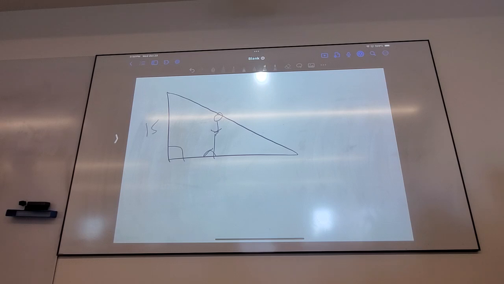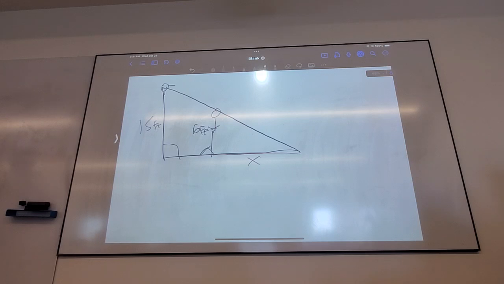A 15-foot tall pole. There's the light. Here's the shadow. The shadow is here, I'm going to call this X. The man is 6 feet tall, so this guy is 6 feet tall. And then this I'm going to call W, for walking. I didn't want to call the shadow S because then it looks like a 5 to me. You can use whatever variables you want, it doesn't matter.